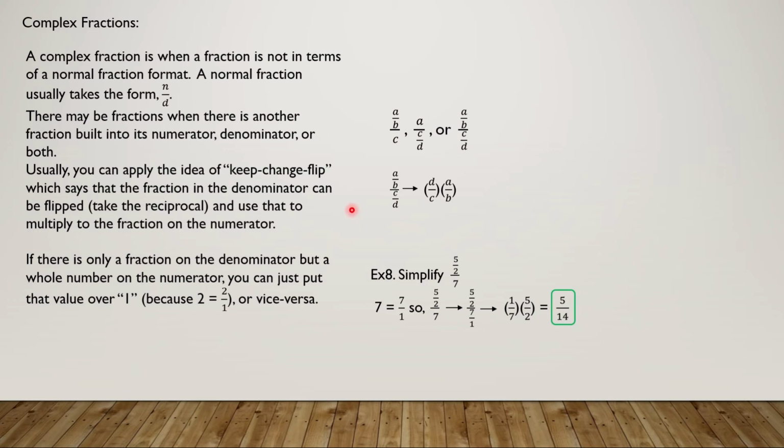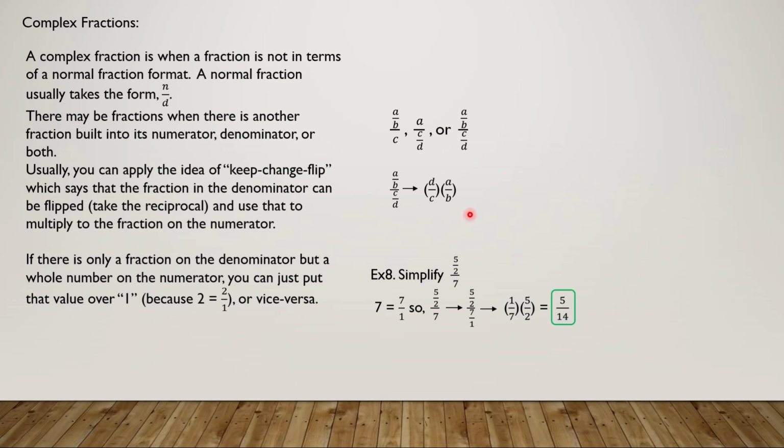Well, there's one way that you can do this, and it's the idea of keep, change, flip, where you would take the denominator and take the reciprocal of it. When you take the reciprocal of something, you're changing the numerator into the denominator and the denominator into the numerator. And then what would happen in the keep, change, flip format is that you would multiply that value to the numerator. So let me show you what I mean.